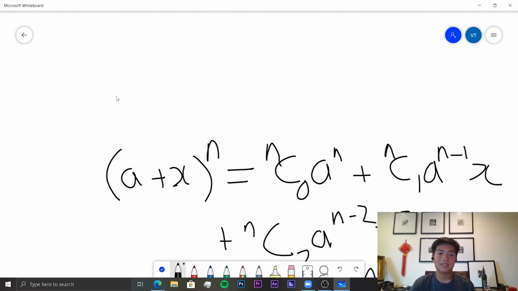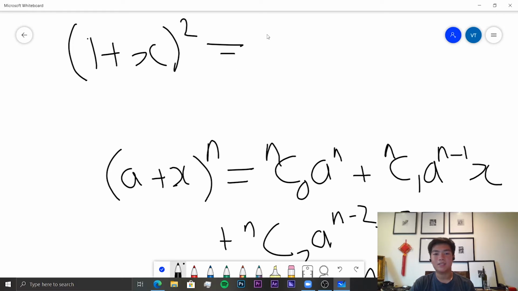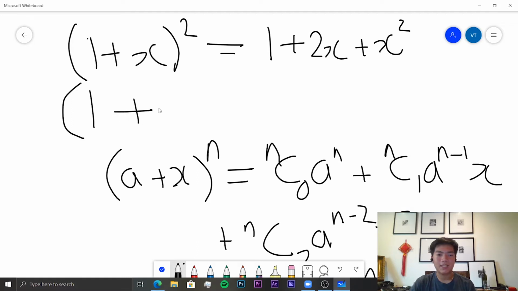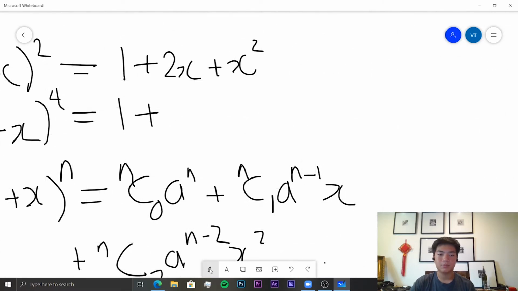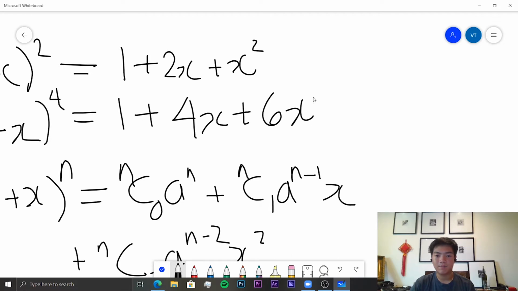And so let's see what this looks like for, say, (1 plus x) squared. This is a pretty simple binomial. This is just 1 plus 2x plus x squared, as many of you may know. And what this formula does is it provides us the groundwork for raising this exponent to a higher power. So instead of (1 plus x) squared, let's say (1 plus x) to the 4. That would be equal to 1 plus 4x plus 6x squared plus 4x cubed plus x to the 4.